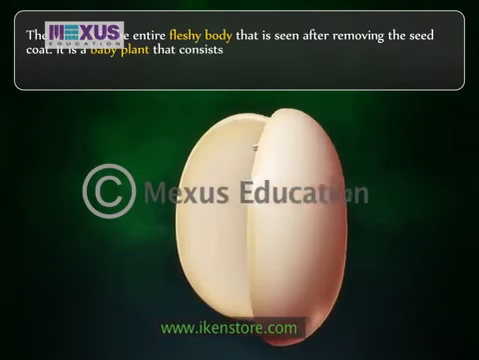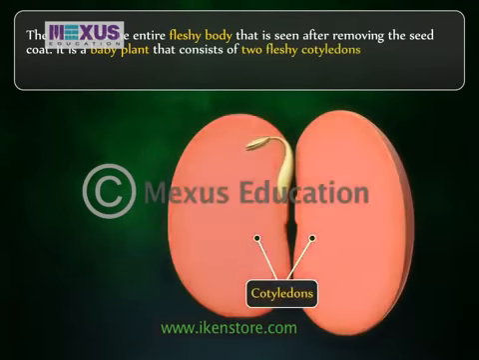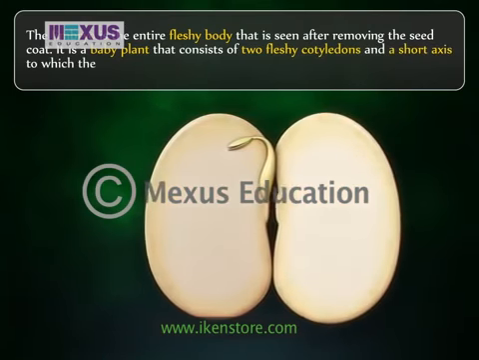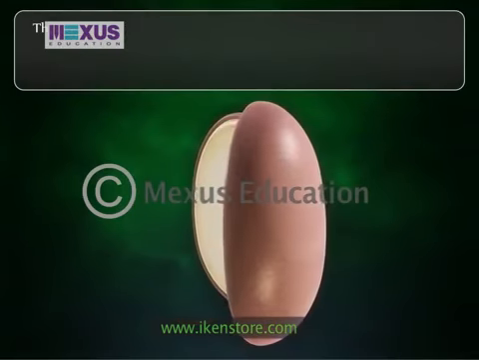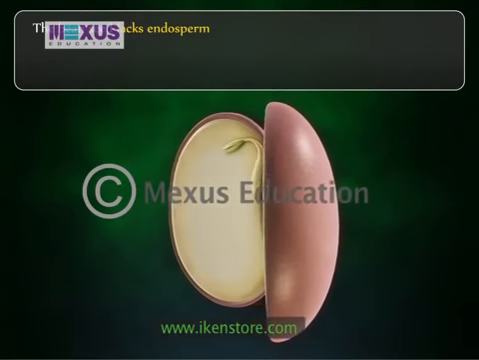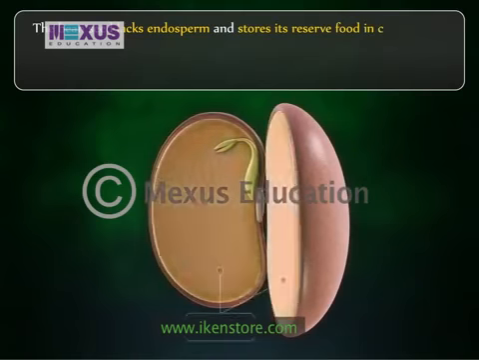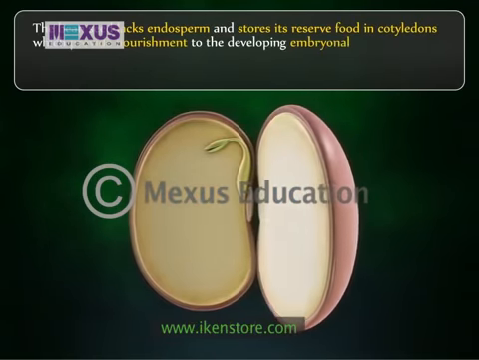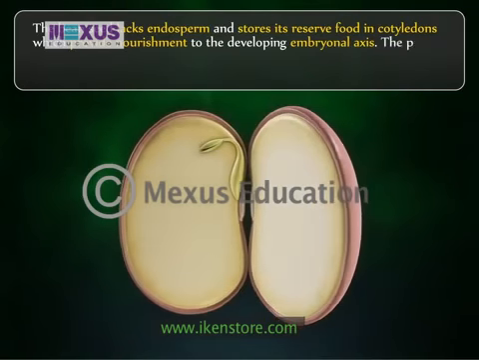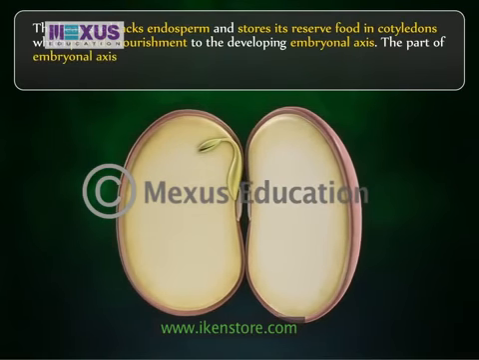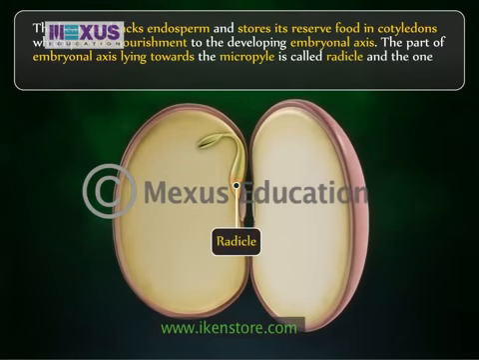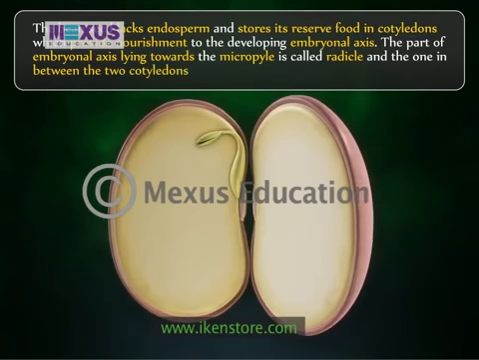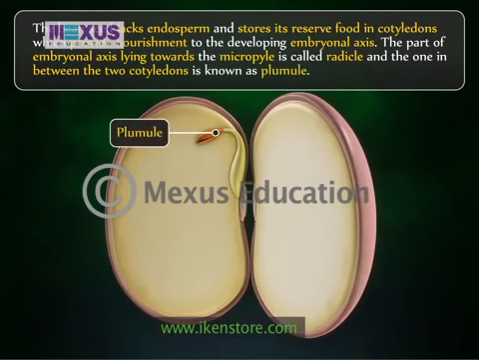It is a baby plant that consists of two fleshy cotyledons and a short axis to which the cotyledons remain attached laterally. The bean seed lacks endosperm and stores its reserve food in cotyledons, which provide nourishment to the developing embryonal axis. The part of the embryonal axis lying towards the micropyle is called radicle, and the one in between the two cotyledons is known as plumule.